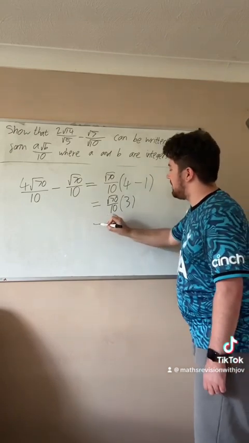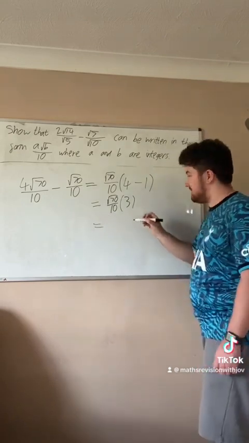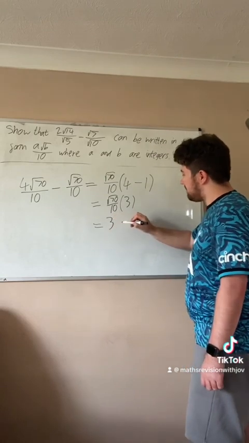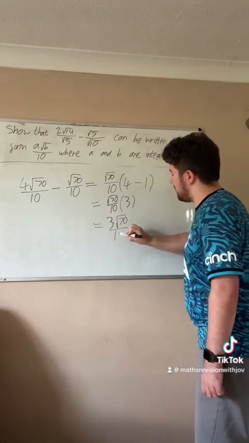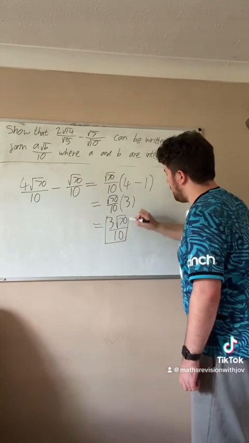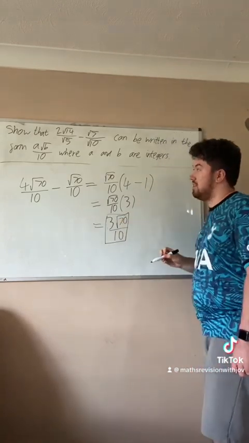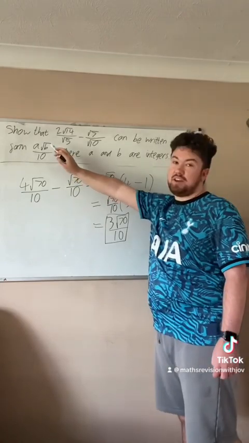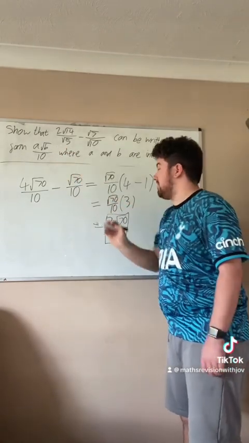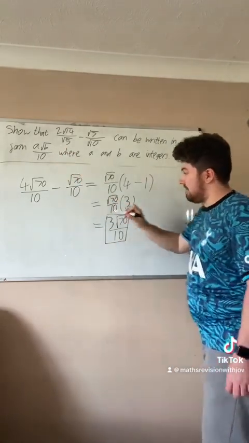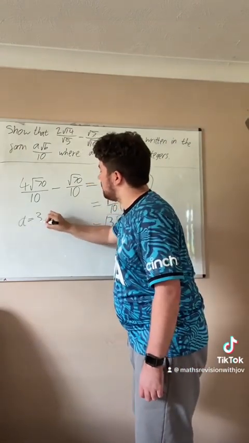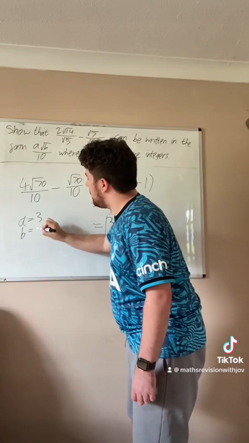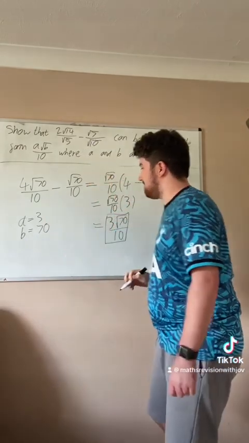And we're just about done now. We can just rewrite this as 3 times the square root of 70 all divided by 10, and that's our answer. As you can see, we have it in the form a times the square root of b divided by 10. We can just say, over here I'll put it, that a equals 3 and b equals 70. And there we go.